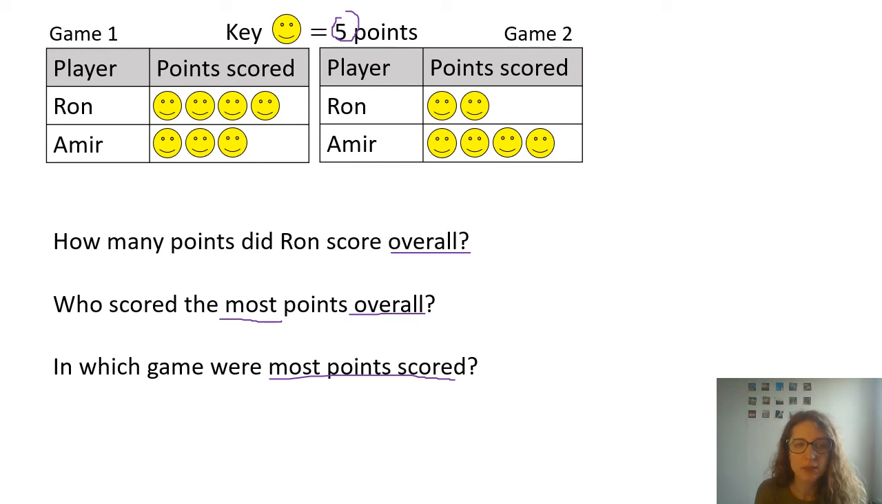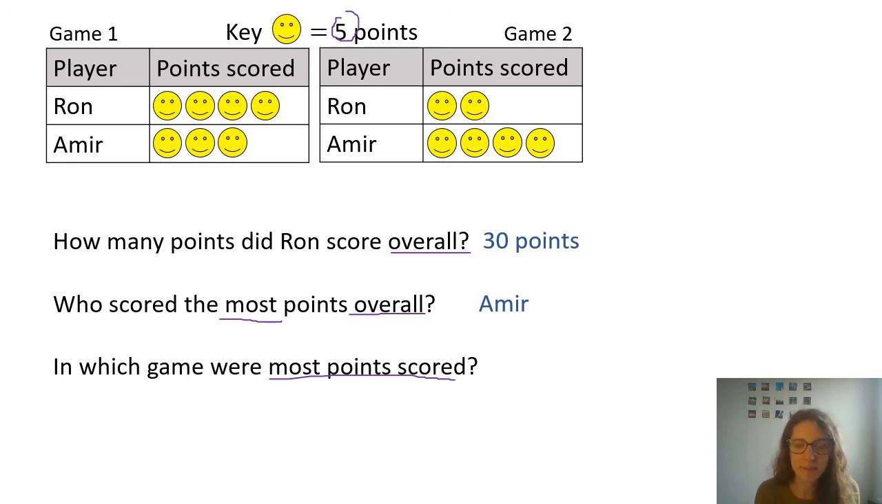Okay, so let's look at game 1 and game 2, and we're going to focus on Ron first of all. Okay, so each one is worth 5, so we need to count how many smiley faces Ron has. Okay, so we've got 5, 10, 15, 20, and then into game 2, 25, 30. So Ron scored 30 points overall. Question 2 is who scored the most points overall? So we know that Ron has scored 30 points, so we don't need to work that out again. We can use the information we've already got, but we do need to work out how much Amar has scored. Okay, so 5, 10, 15, 20, 25, 30, 35 points. So who scored more, Ron or Amar? Well done if you said Amar.